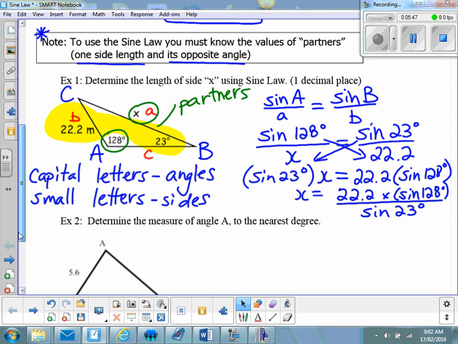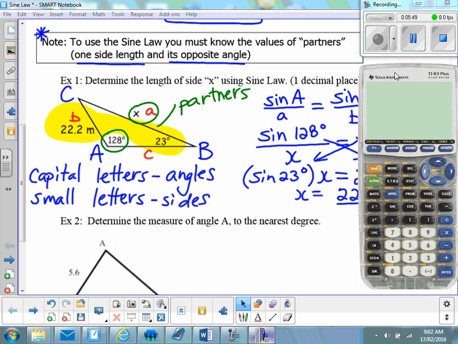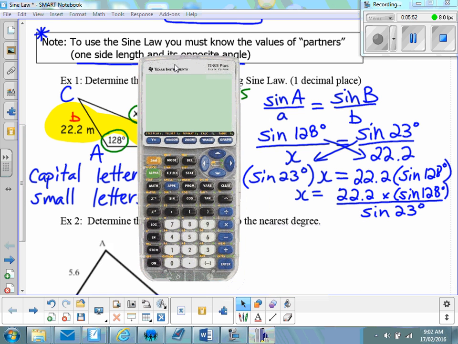So I'll show you on my calculator what that's going to look like. Just move it over here. All right. So, again, making sure that your calculator is in degrees. So I'm going to do 22.2 times sine 128, and then divided by sine 23.